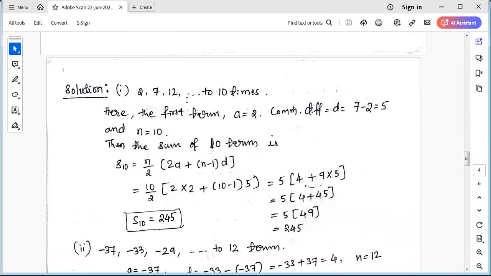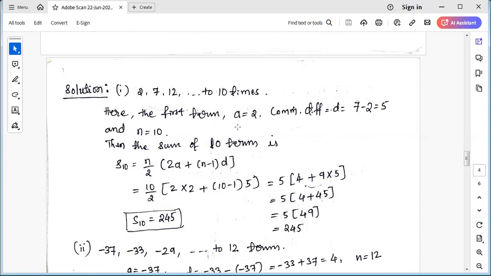When you say that it is an AP, we need not check whether all the terms have a common difference or not. If it is not mentioned that it is an AP, then we have to check. So here they have told that it is an AP, meaning they are all arithmetic progressions. Just get the value of the common difference by taking any two consecutive terms.